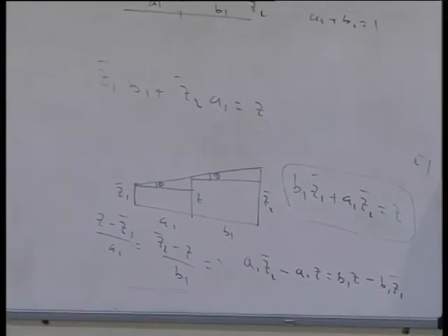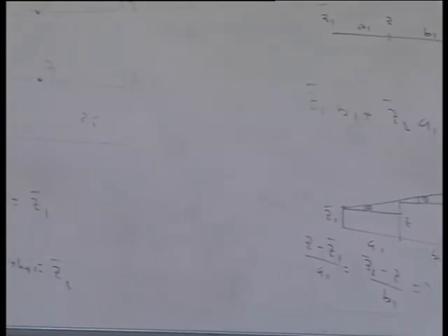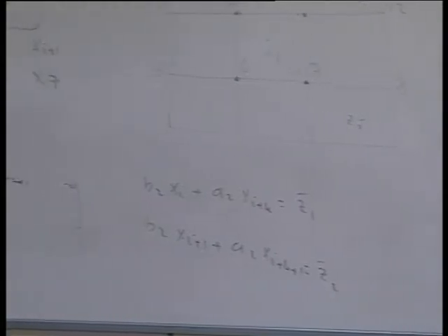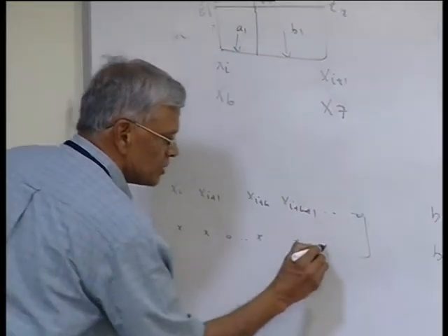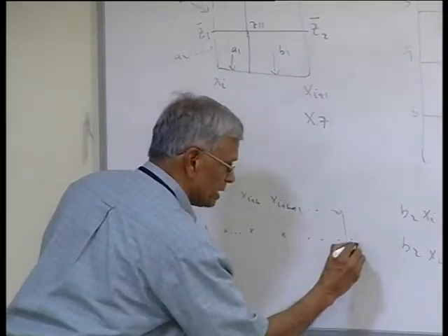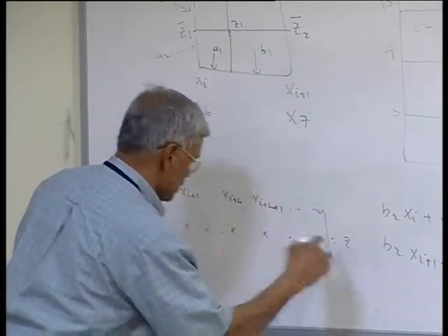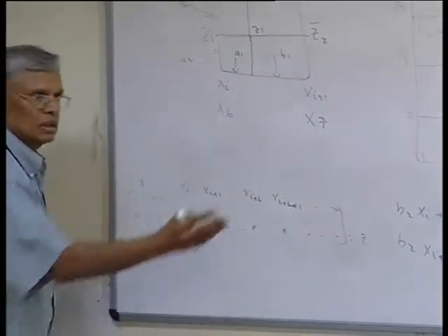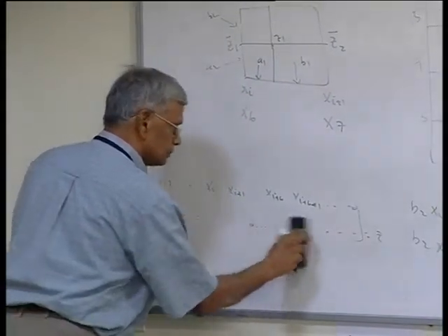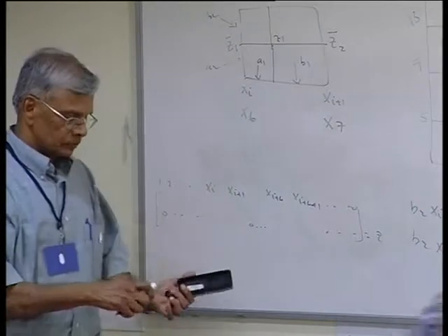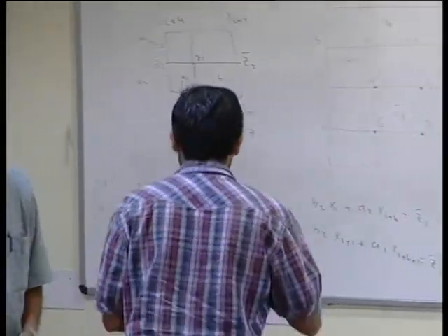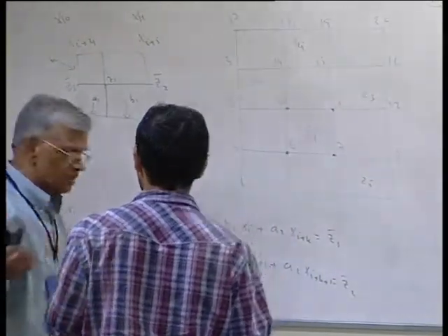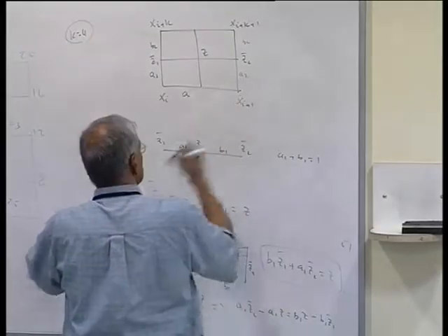This is 1, 2. Everywhere else will be 0. This will be non-zero, this will be non-zero, this will be non-zero. Everywhere else will be 0. Come on, fill this. If you have a notebook, you have the answer, you can come. Hey, don't go, stay here.